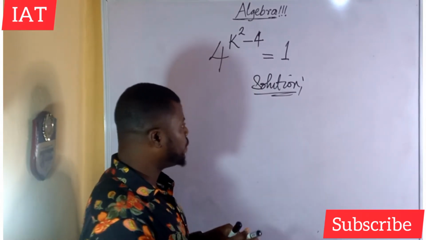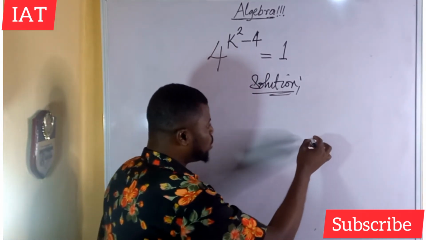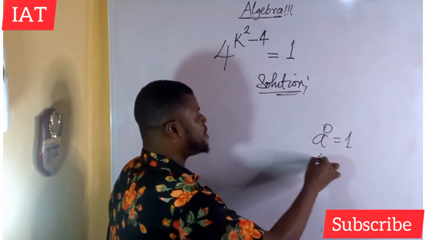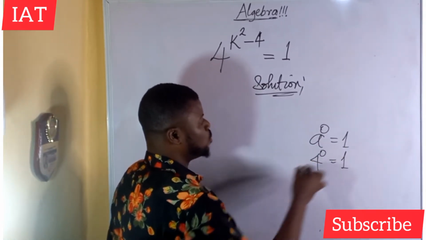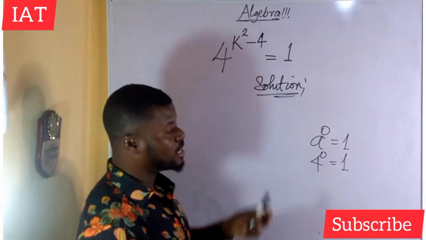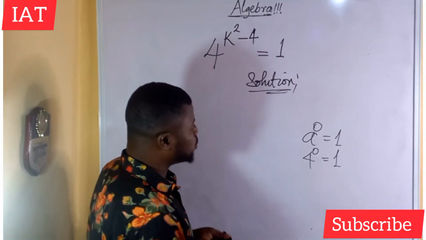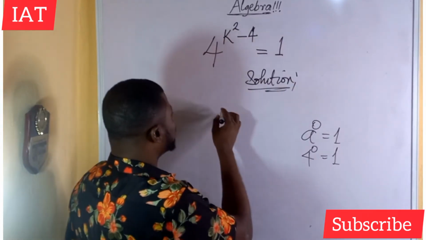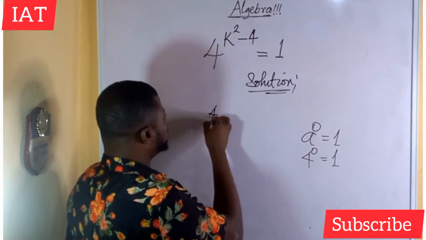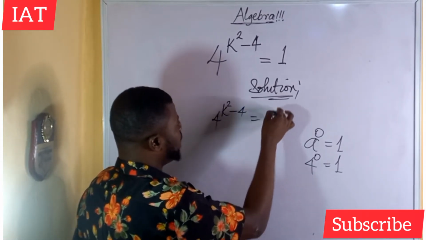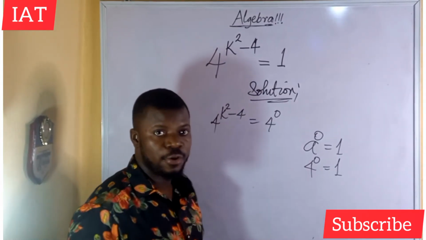If you obey the law of zero of indices, that law states that anything to the power of 0 is 1. So similarly, if I have 4 to the power of 0, that is 1. You can see that I have already transformed this 1 to 4 to the power of 0. So let's substitute this expression here. Okay, so we have 4 to the power of k squared minus 4 equal to 4 to the power of 0. Alright, that makes a lot of sense.